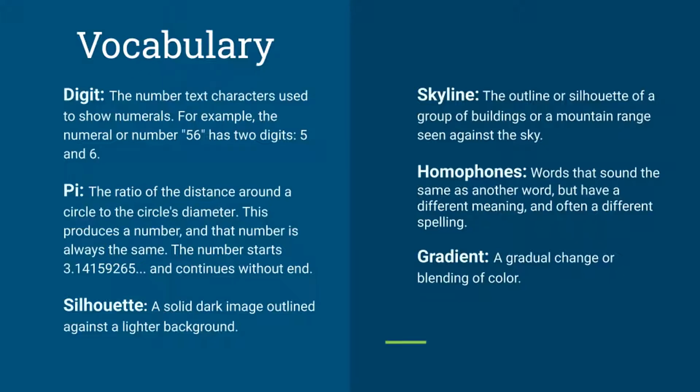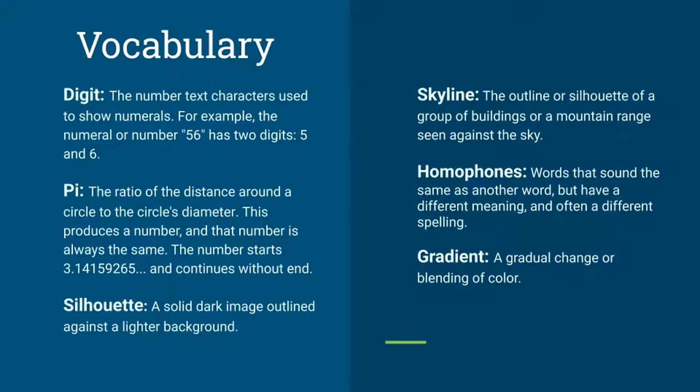Have you ever seen your own shadow? That's an example of our next vocabulary word, silhouette. A silhouette is a solid dark image outlined against a lighter background, like when you see your own shadow. Next, we have skyline, which is the outline, or silhouette, of a group of buildings or a mountain range or whatever seen against the sky.